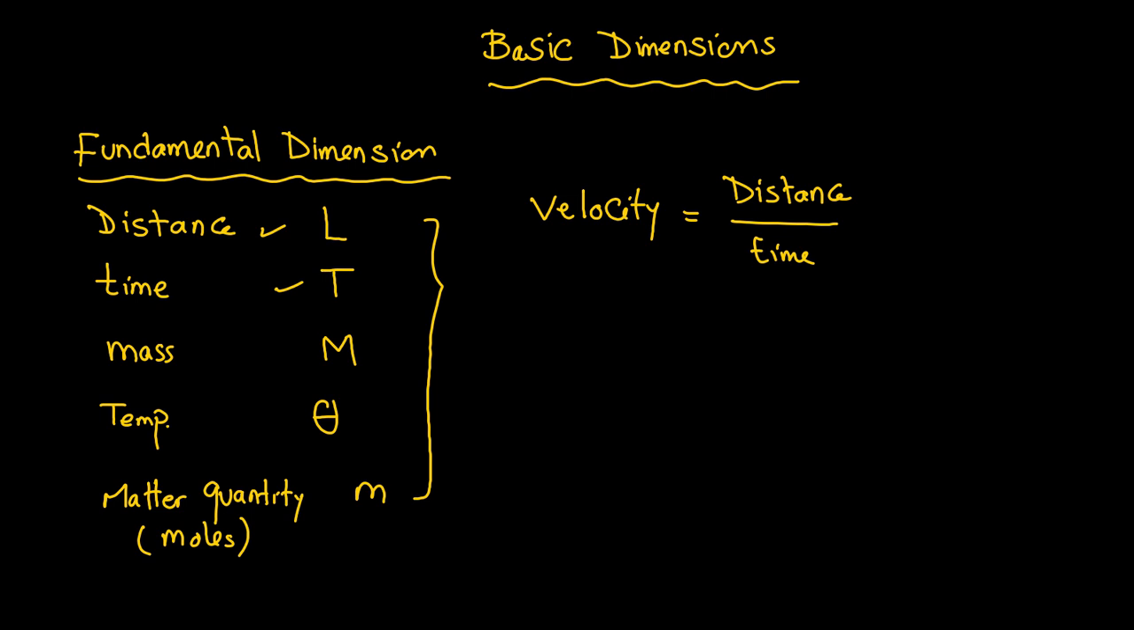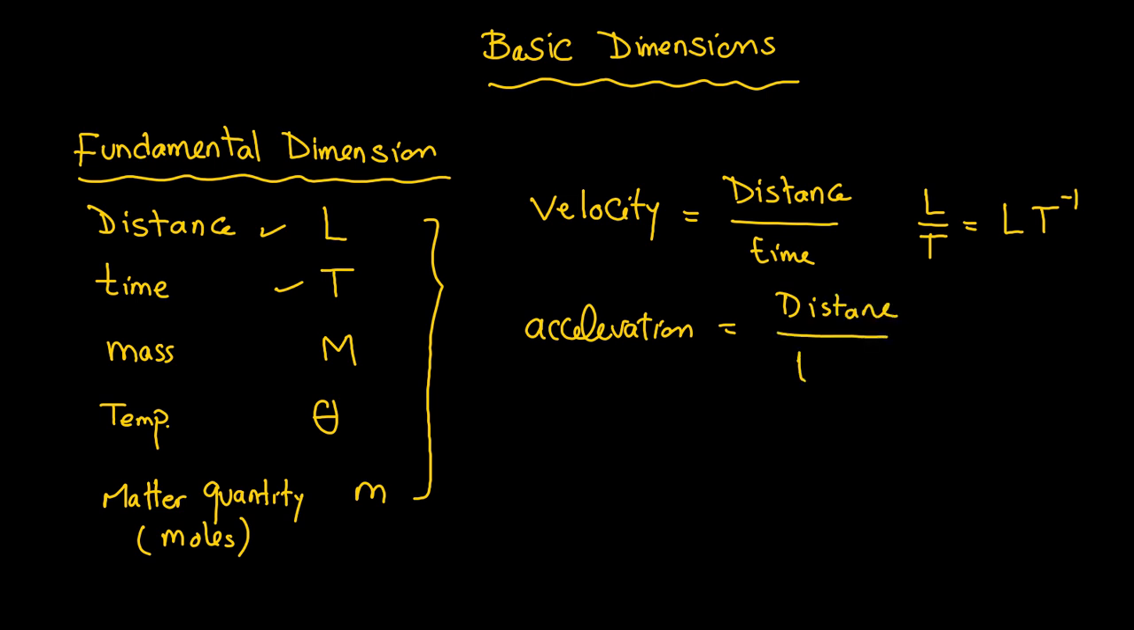So the dimension of the velocity is L over T, and we always prefer to write that in the form of LT minus 1. What about the acceleration? Acceleration is distance over time square, right? Which is velocity over time. It's the rate of change of velocity. So it's going to be distance over time square. So the dimension of the acceleration will be LT minus 2.